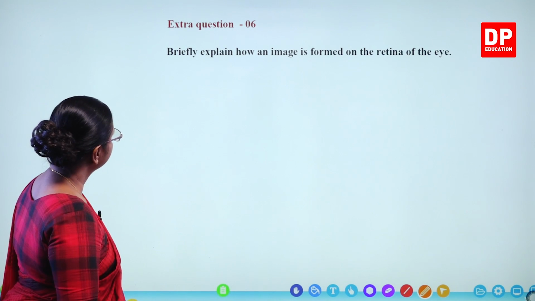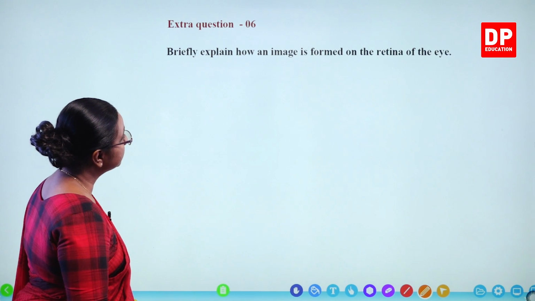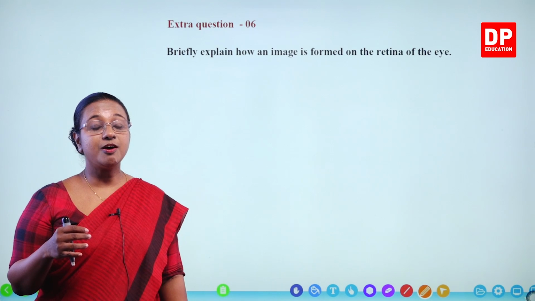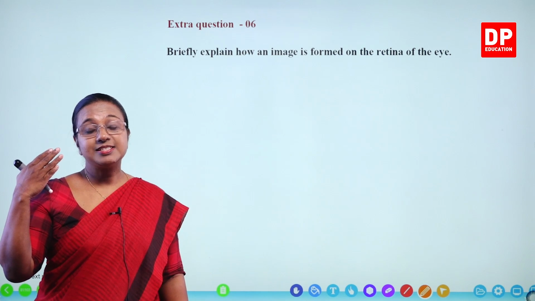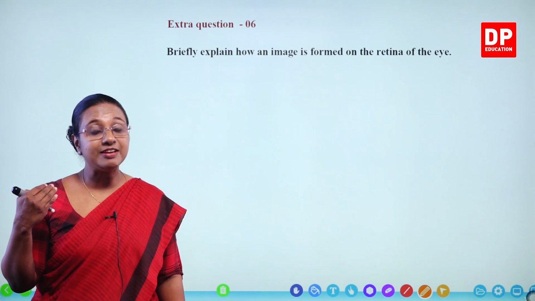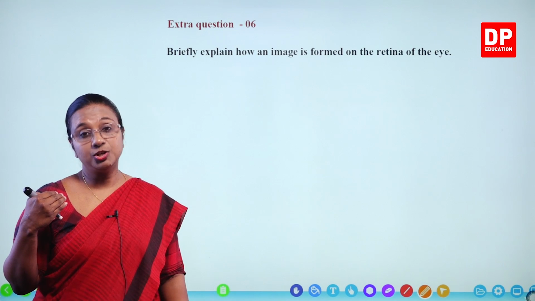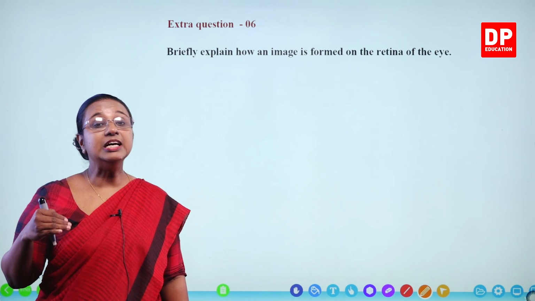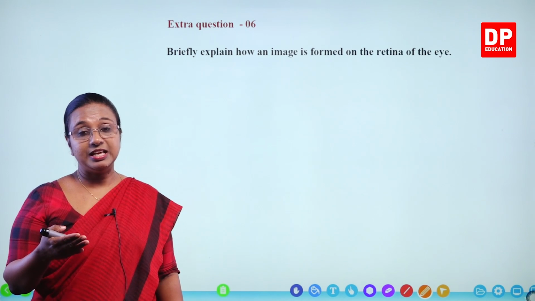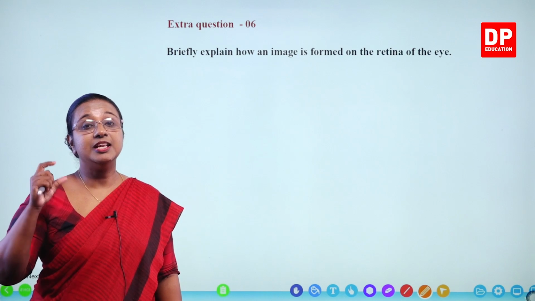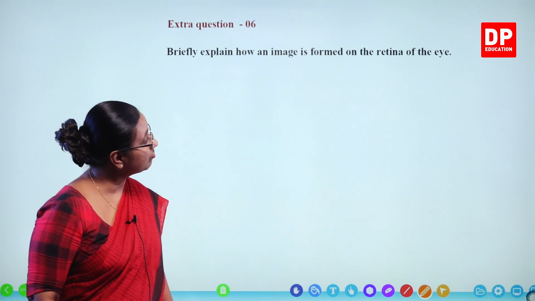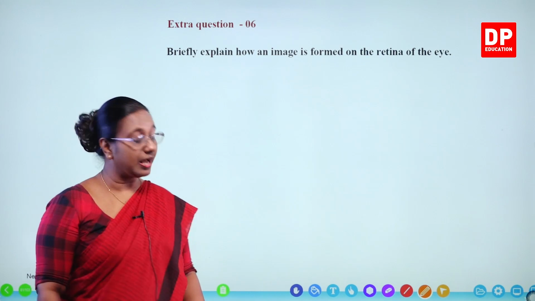Extra question 6. Briefly explain how an image is formed on the retina of the eye. So, how does an image form on the retina of the eye? The light rays, it can be parallel rays that come from the distant object or divergent rays that are coming from the close object. They fall on the lens and the lens converge the rays onto the retina, forming the inverted diminished real image. So, that is how image is formed on the retina of the eye.